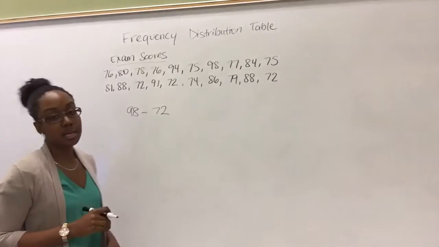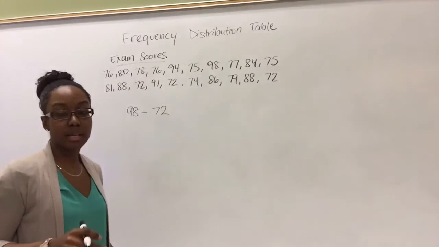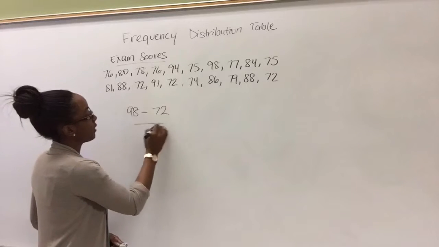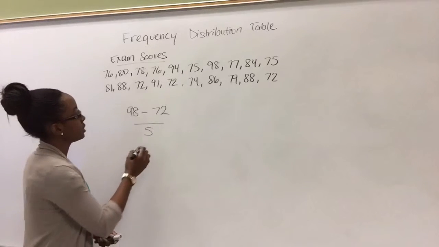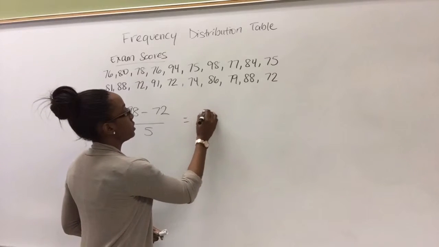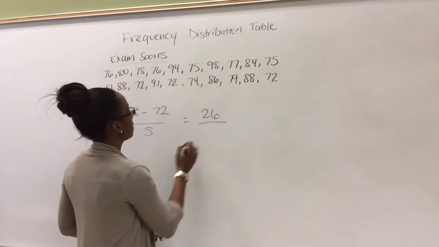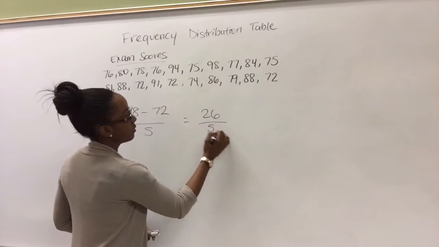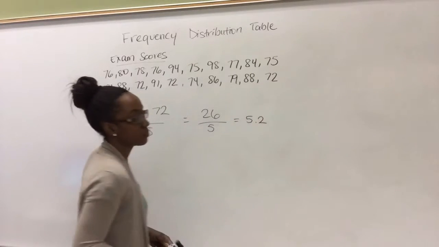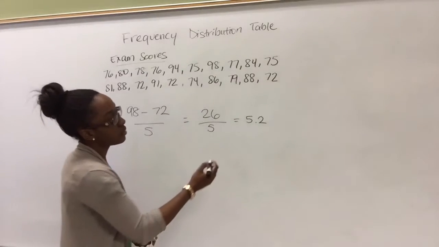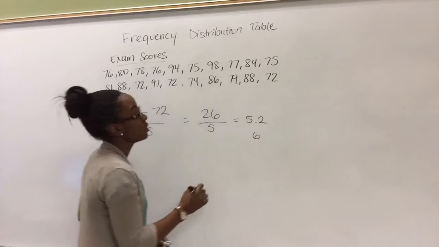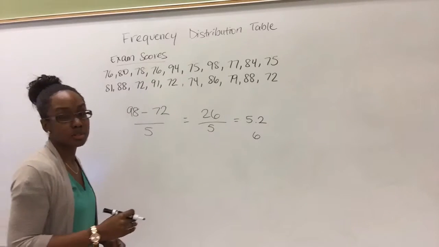Since we know ahead of time that they told us it's 5 classes, we'll divide the number that we get by 5. Now we'll carry out the functions. It'll be 98 minus 72, which equals 26. And we'll divide that by 5. So your answer would be 5.2. You would then have to round up, so your number being 6. So this would be your width between your numbers.